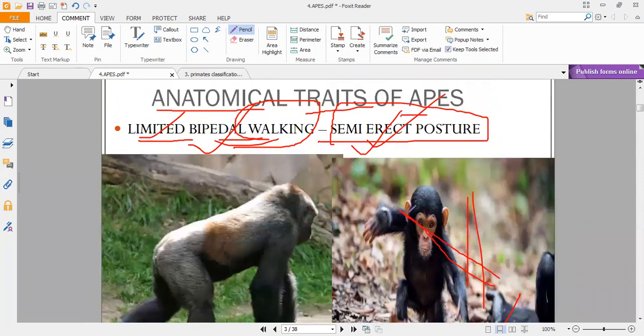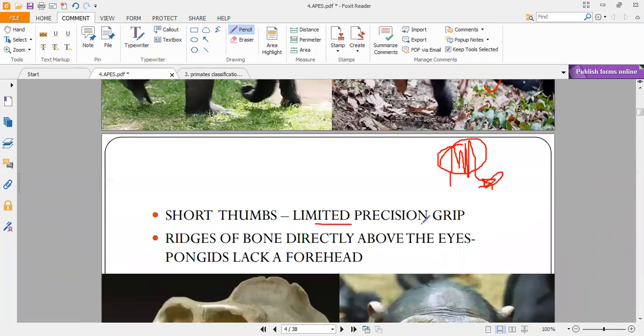So they have short thumbs, and the thumb has a very limited precision grip, mostly in the other four fingers.